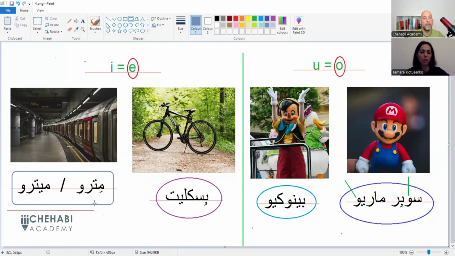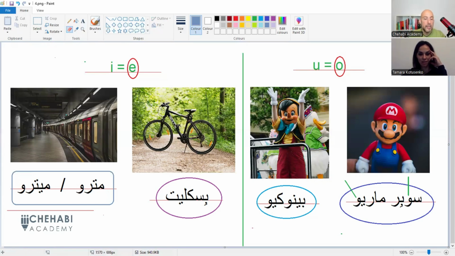Metro. Exactly. We write metro short or metro long. There are two ways of writing this word, and both of them are correct. But how do you then pronounce this? With short and long, the same, metro. But the question is, why do we have two variations? Actually, in the modern Arabic script, we don't have short vowels. Short vowels are not there.